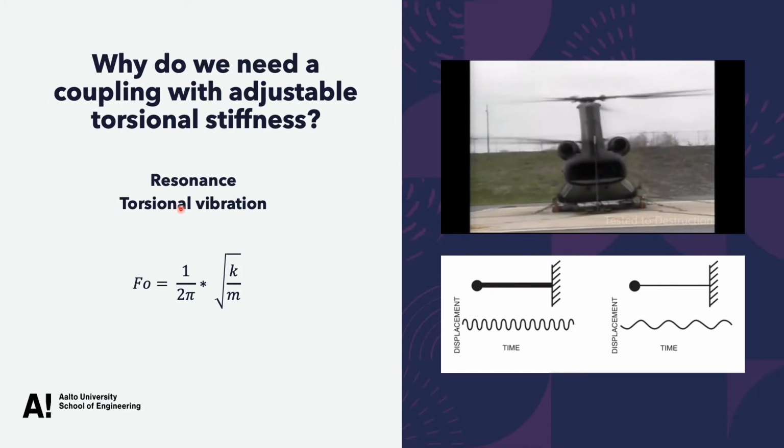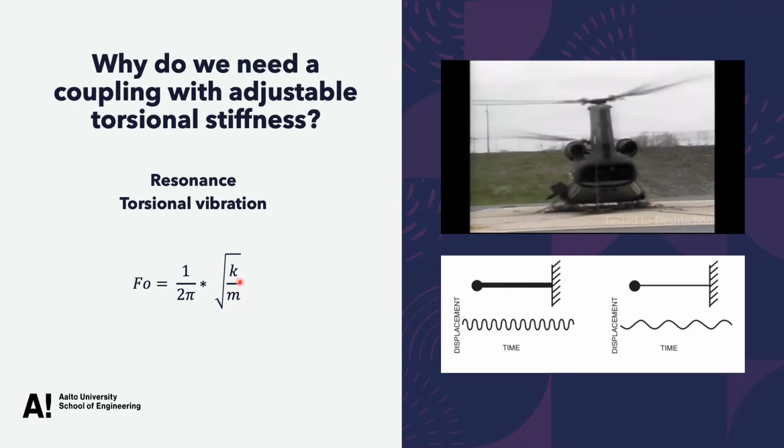So why do we need a coupling with adjustable stiffness? Here we can see the simple natural frequency formula depending on mass and stiffness of the system. Since we can't change the mass of it, the goal was to find a way to change its stiffness, obtaining variation of natural frequencies of the system. Knowing the definition of resonance, we know that by changing the natural frequency of the system, we can avoid the phenomenon of resonance.